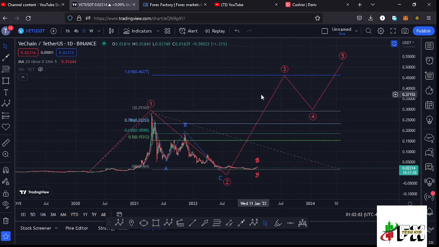$0.46277 mark. So that is what I'm expecting on the short term and also on the long term scenarios, and let's be patient and see how that plays out, and I'll keep you updated.